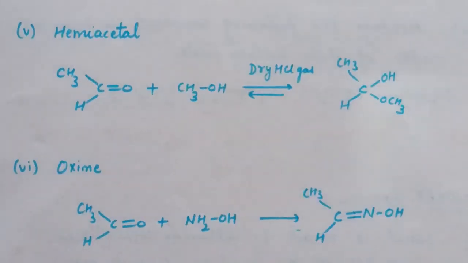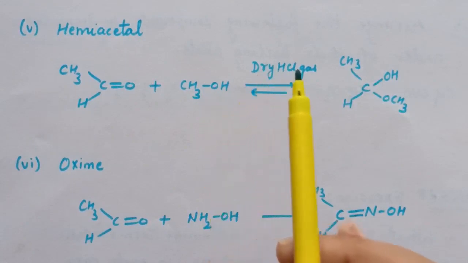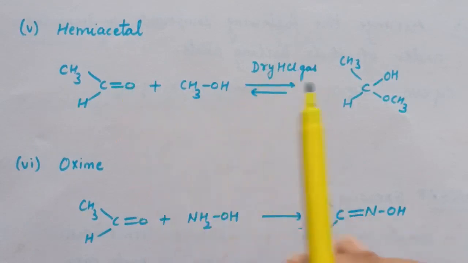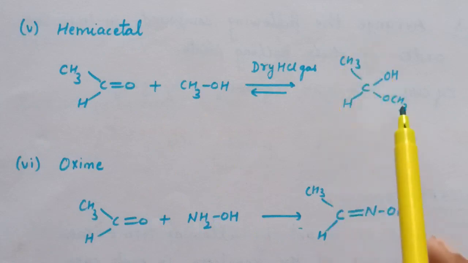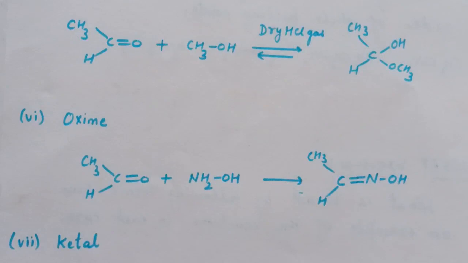Next is hemiacetal. When carbonyl compounds react with one molecule of alcohol in the presence of dry HCl gas, this converts to hemiacetal. This is the formula for hemiacetal. Next is oxime. When carbonyl compounds react with hydroxylamine, that is NH2OH, conversion takes place and results in the formation of oxime. So reaction of carbonyl compounds with hydroxylamine results in the formation of oxime. This is the structure for oxime.